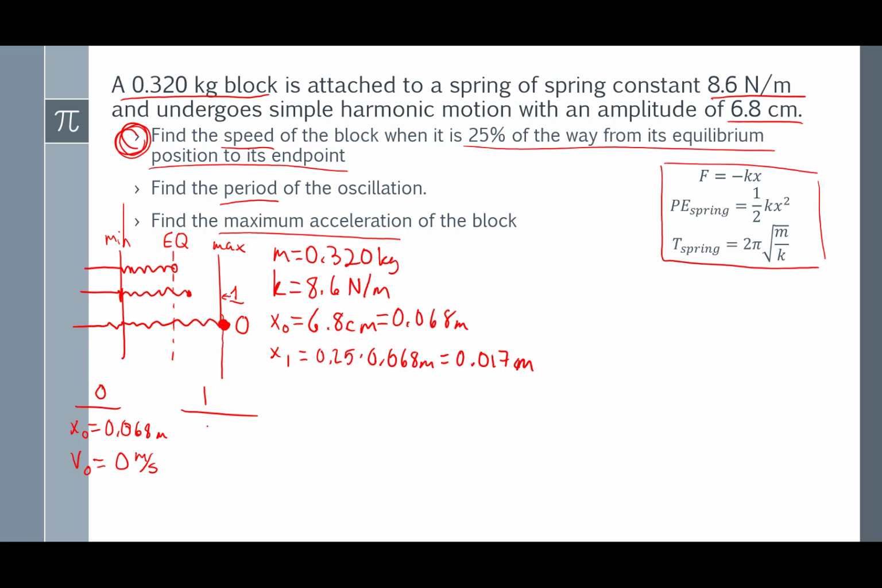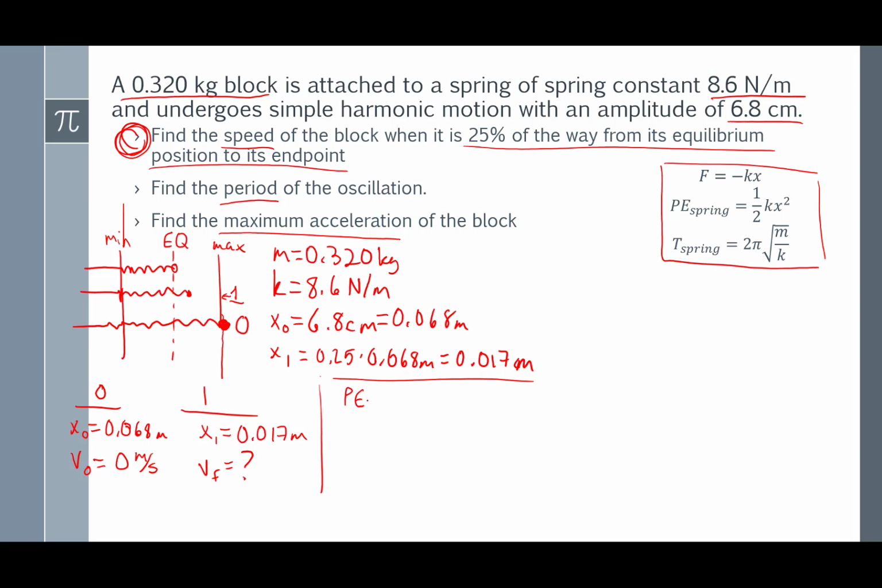Great, let's look at position 1. Well, we know the position, x1 equals 0.017 meters, and our speed is our unknown. So since we're relating positions and speed, that's pretty much always going to be conservation of energy. So let's start out with our conservation of energy equation. I'm going to put it right here. Total energy at position 0 equals total energy at position 1.